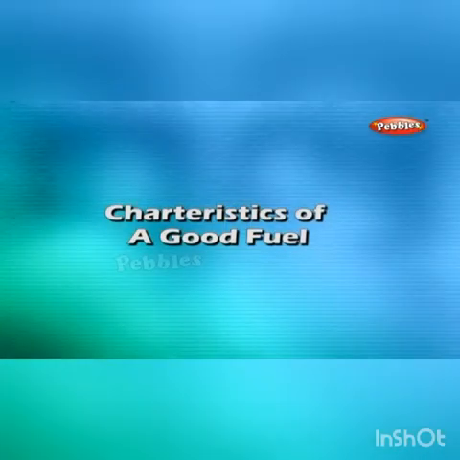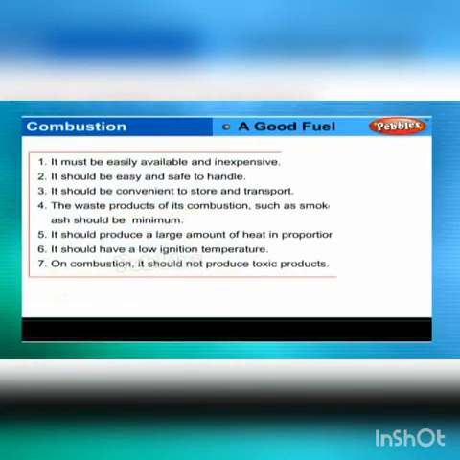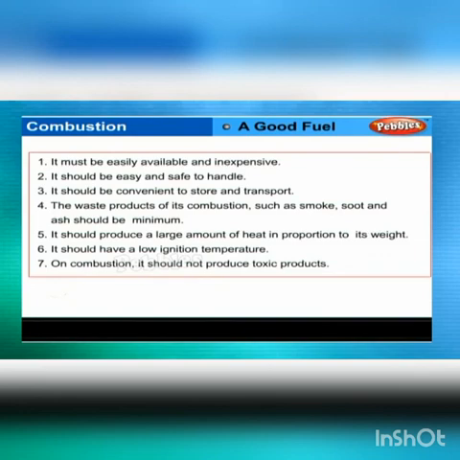Characteristics of a good fuel. It must be easily available and inexpensive. It should be easy and safe to handle. It should be convenient to store and transport. The waste products of its combustion, such as smoke, soot, and ash, should be minimum. It should produce a large amount of heat in proportion to its weight. It should have a low ignition temperature. On combustion, it should not produce toxic products.